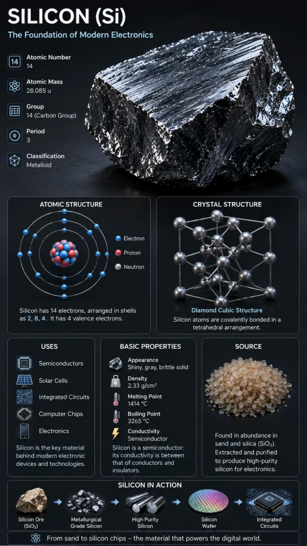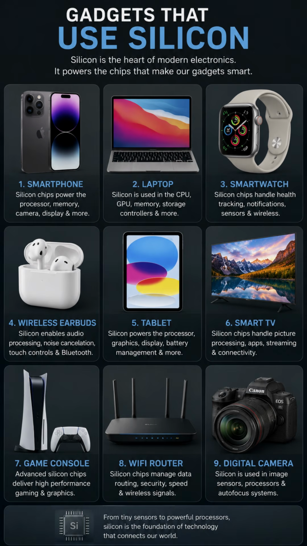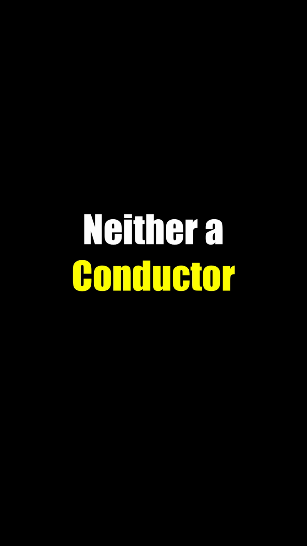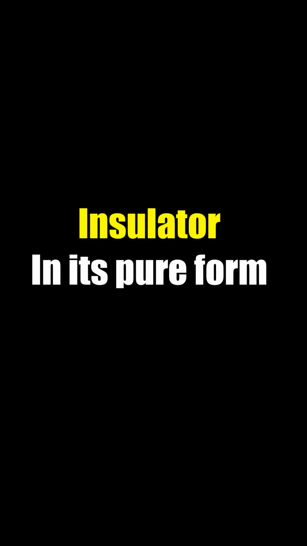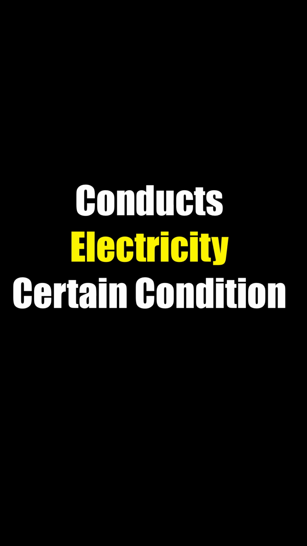This is silicon, an element disguisedly running the whole world. It is in our computers, phones, and in almost every electric device and gadget. Silicon, which is a semiconductor, is neither a conductor nor an insulator. It can work like an insulator in its purest form, but also conducts electricity under certain conditions.